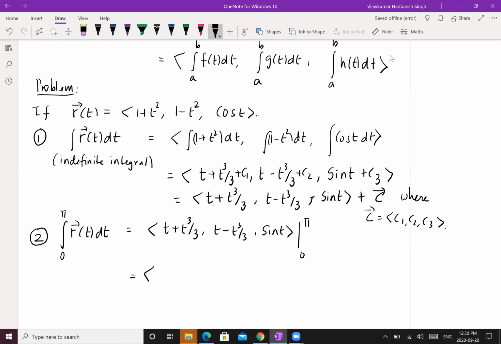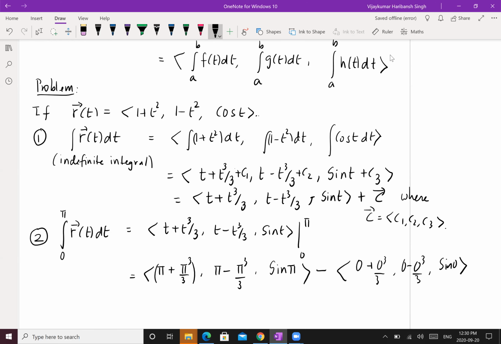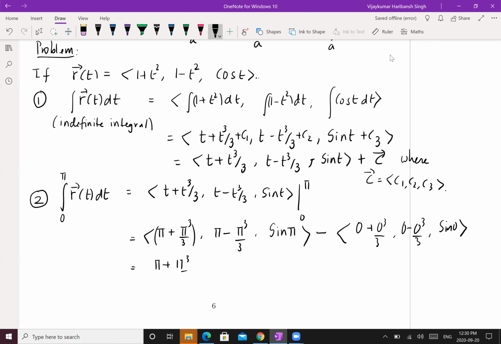So let's substitute. We get pi, the upper limit minus the lower limit: pi plus pi cubed by 3, pi minus pi cubed by 3, sine pi. Then you substitute the lower limit, which is going to be 0 plus 0 cubed by 3, 0 minus 0 cubed by 3, sine of 0. So this turns out to be pi plus pi cubed by 3, pi minus pi cubed by 3, and sine pi is 0. So this is how the integral of a vector valued function is done. Very similar to the integral of a real valued function. The only thing is that things are done component wise.